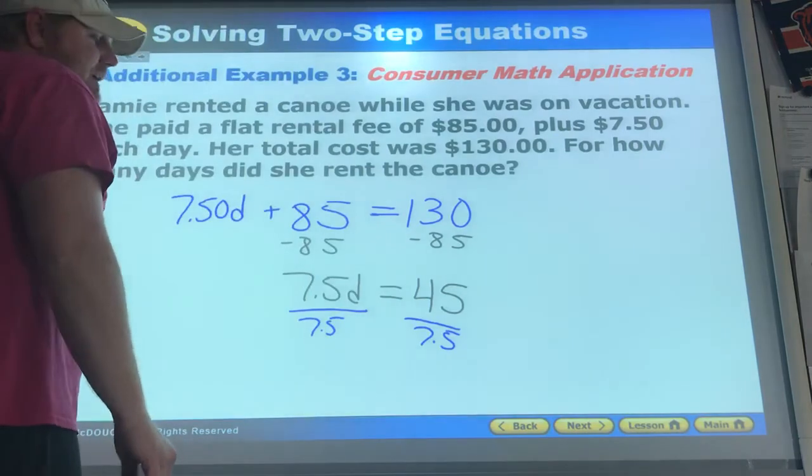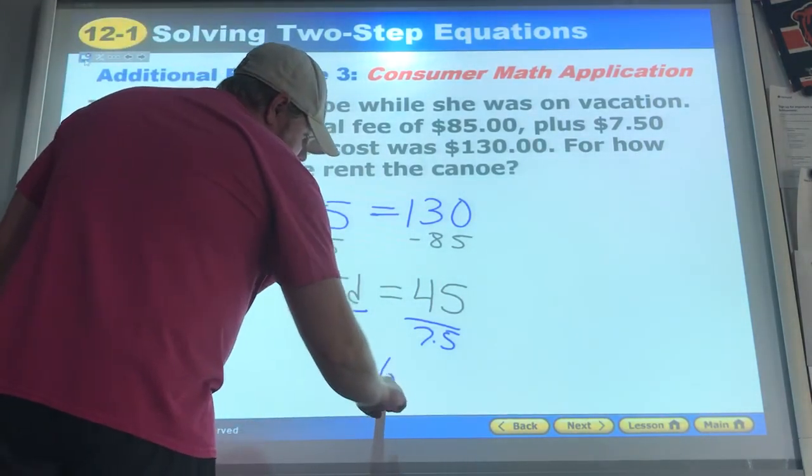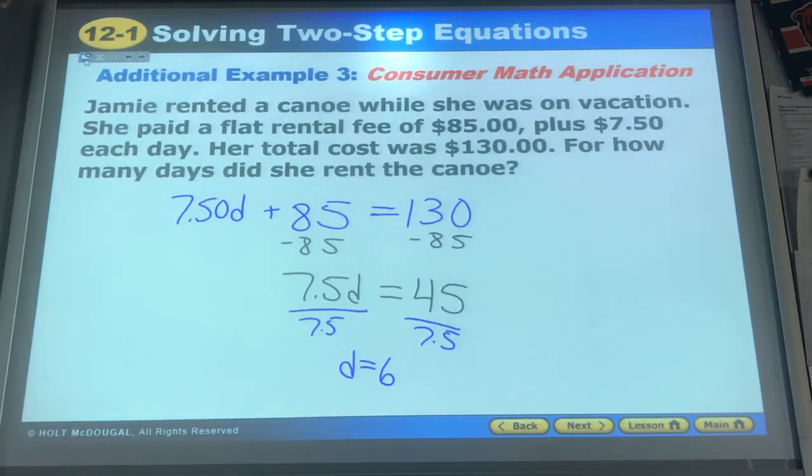Okay, I am going to guess 6 days is the days she rented it. Because I know 6 times 7 is 42, and 6 times 0.5 is 3. I add those together, that gets me to 45. She rented a canoe for 6 days.